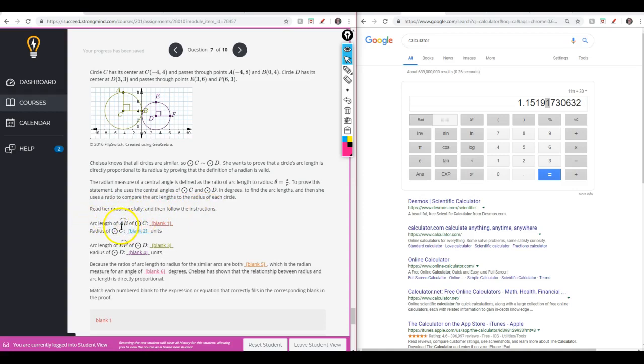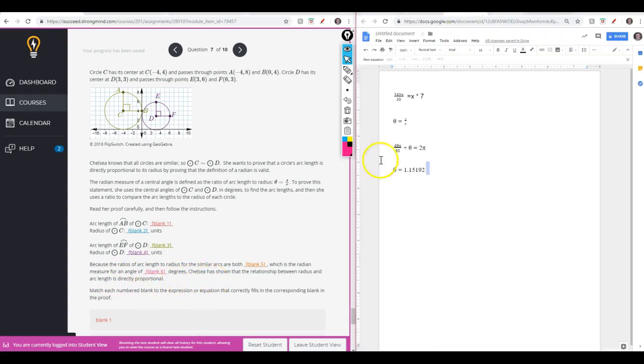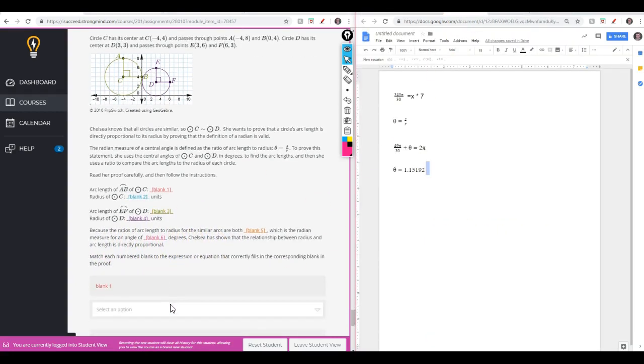Arc length of arc AB of circle C is blank. Radius of circle C is blank units. Arc length of arc EF of circle D is blank, and radius of circle D is blank units. Because the ratios of arc length to the radius for the similar arcs are both blank, which is the radian measure for the angle of blank degrees, Chelsea has shown that the relationship between radius and arc length is directly proportional. Match each numbered blank to the expression.